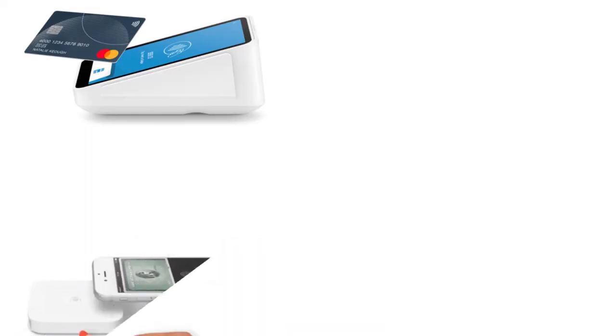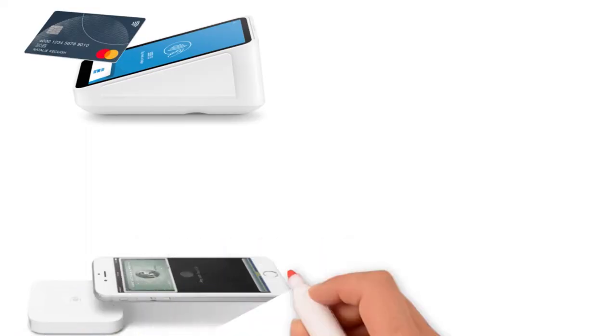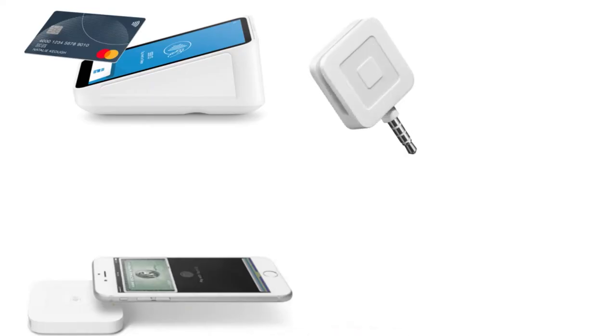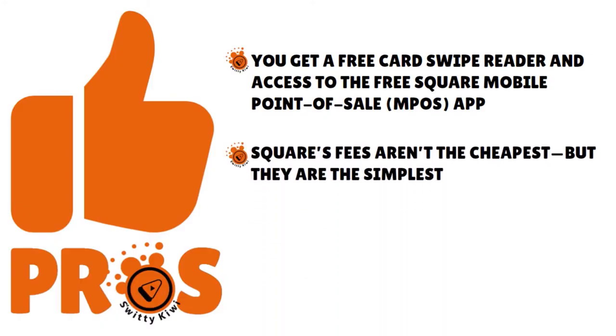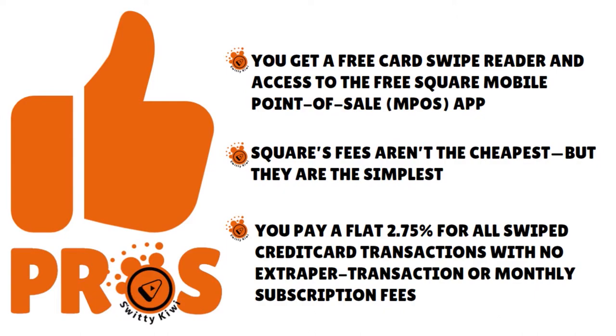All right, so the Square Reader and the Square mobile app for iOS and Android make up one of the most recognizable and popular mobile credit card processors available, and for a good reason. So with Square, you have a lot of advantages. You actually get a free card swipe reader and access to the free Square mobile point of sale app. And Square's fees aren't the cheapest, I already said it. You pay a flat 2.75% for all swiped credit card transactions with no extra per transaction or monthly subscription fees.